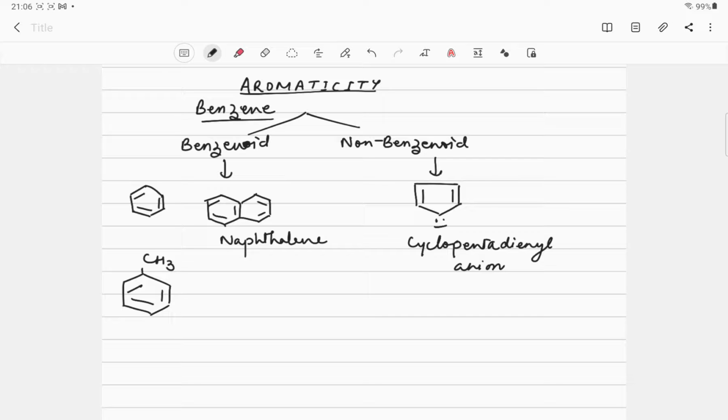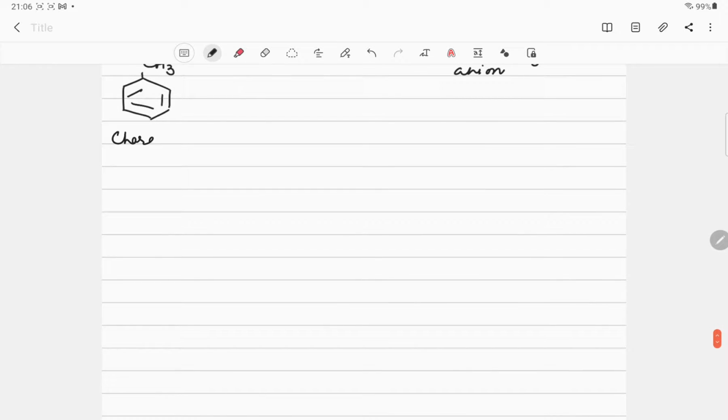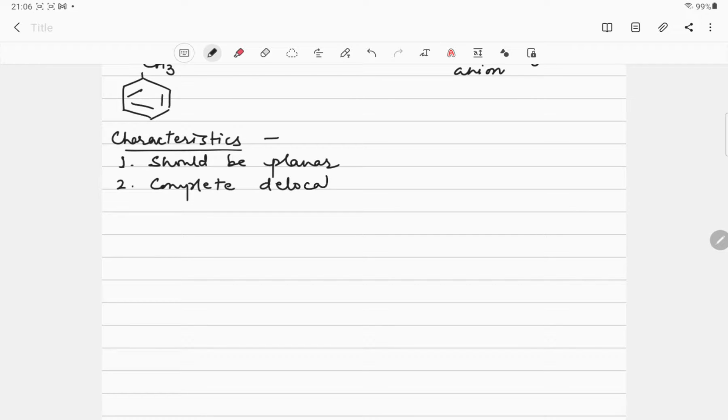Now, how do we decide whether a compound is aromatic or non-aromatic? It is decided on the basis of certain criteria. What are the characteristics that should be possessed by an aromatic compound? Number one, the compound should be planar. All the atoms should be in the same plane. The second condition is that there should be a complete delocalization of electrons. Then we say the compound is aromatic.